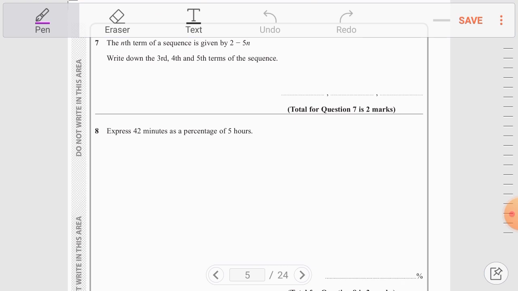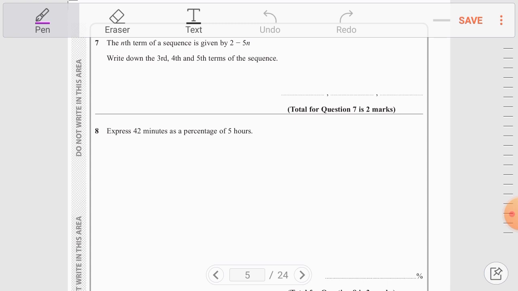Moving to question number 7. The nth term of a sequence is given by 2 minus 5n. Write down the third, fourth and fifth term of the sequence. Well, the equation for the sequence is already given, that is 2 minus 5n, and we need to find the value for the third, fourth and fifth term.